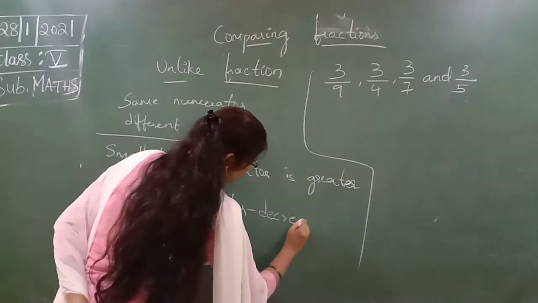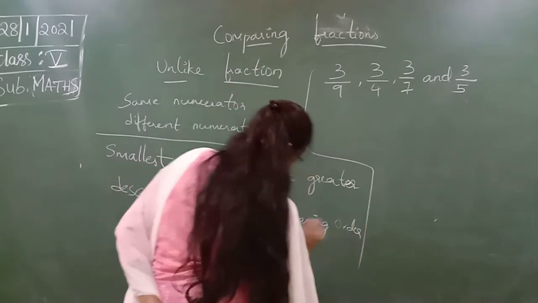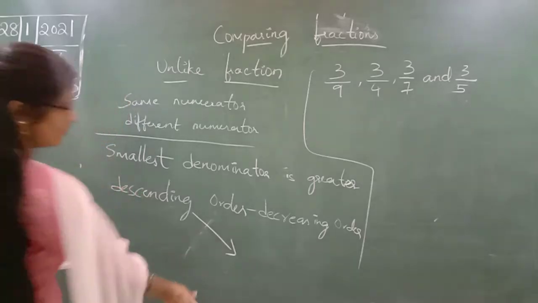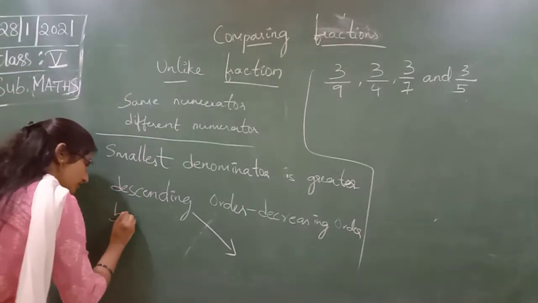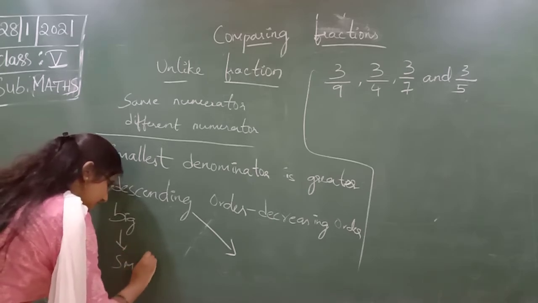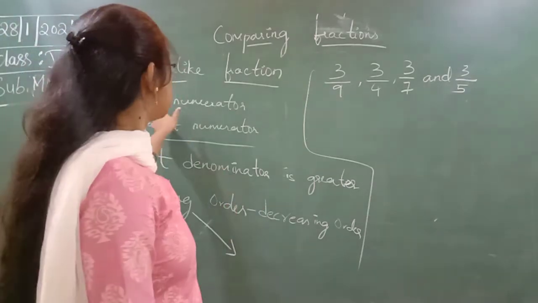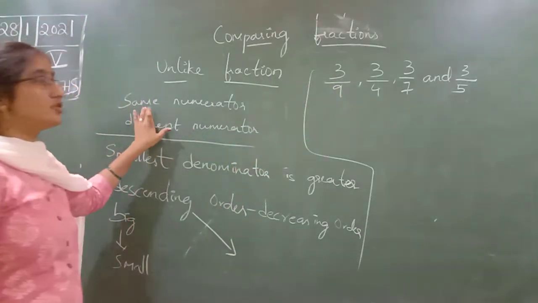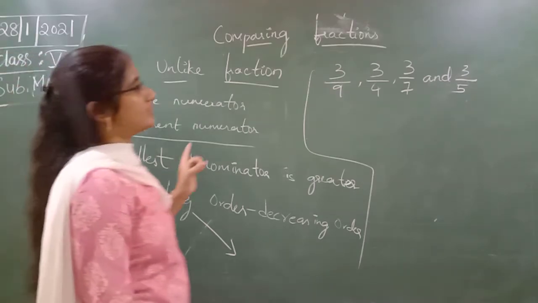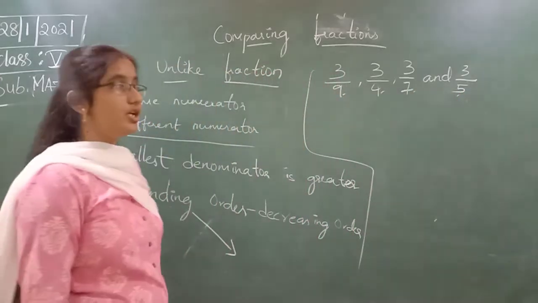What is decreasing order? That is big to small. Now they have given 4 fractions. These are unlike fractions, and I said there are 2 types: same numerator and different numerator. Here we have the same numerator. With the same numerators we have to compare the denominators.